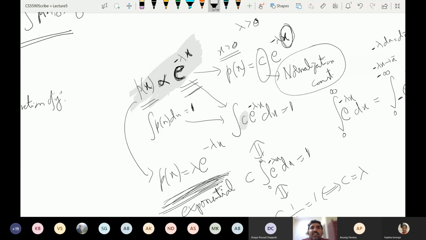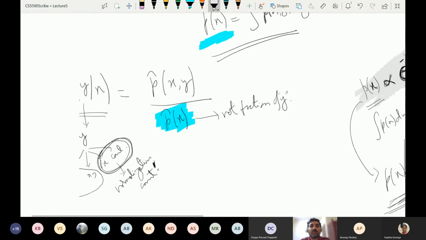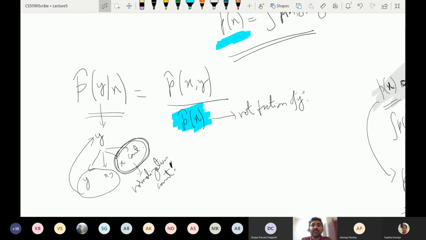So is this philosophy clear to all of you? Yes, sir. Of postponing. So basically you are being lazy to compute the normalization constants. Okay, now let's be lazy again.